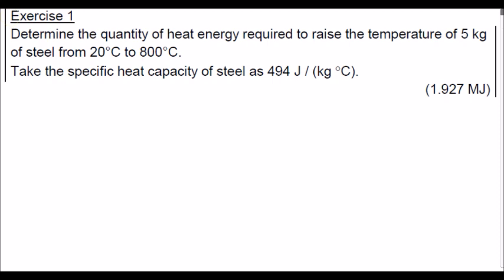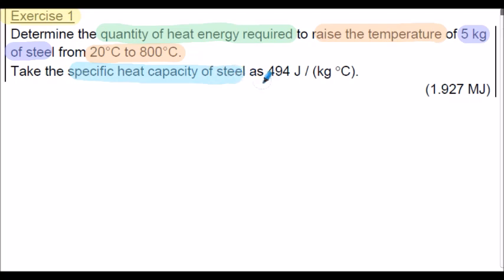Here's some exercises. Exercise 1. We're asked to determine the quantity of heat energy required to raise the temperature of 5 kilograms of steel from 20 degrees C to 800 degrees C. We're given in the question the specific heat capacity of steel. It's 494 joules per kilogram per degree C. Answer is shown in the bracket here.